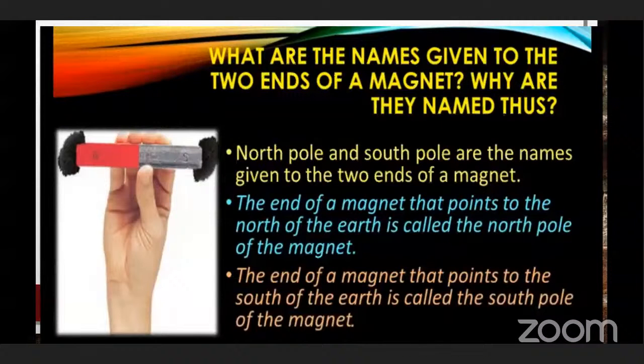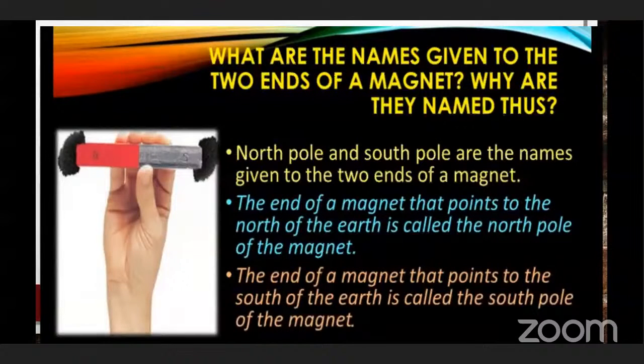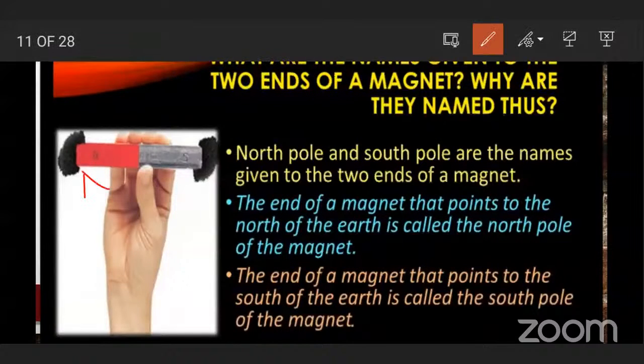Next characteristic. What are the names given to the two ends of the magnet, and why are they named thus? These are the two poles of a magnet. This is the north pole. This is the south pole. North pole and south pole, these are the names given to the two ends of a magnet. See, why are they named thus?